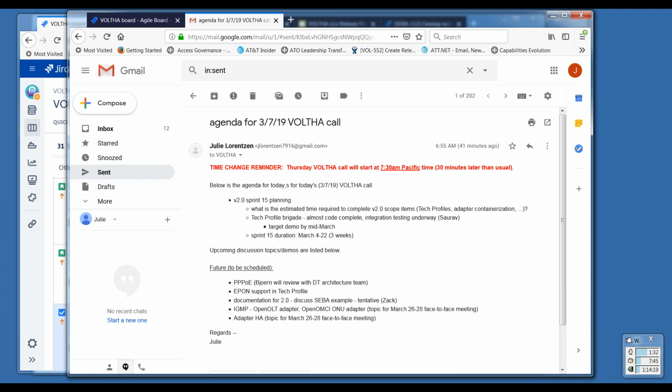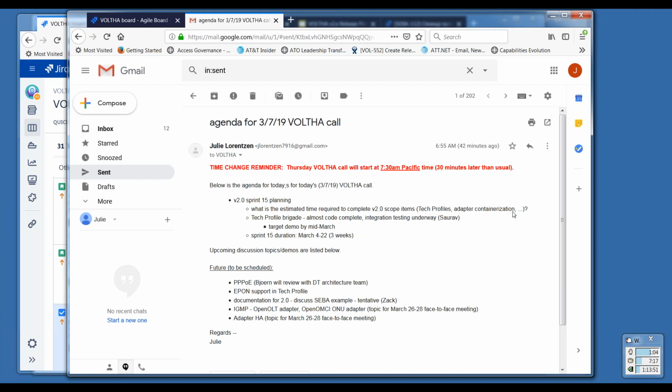We didn't have time to get to this on Tuesday's call, so we're following up today on that. And one of the main topics here, and it's related to the brigades going on for one, is for some of the main scope items we have for 2.0. So we got an update today from Sarov on the tech profile brigade, and it looks like that is almost code complete, and we're targeting a demo by mid-March.